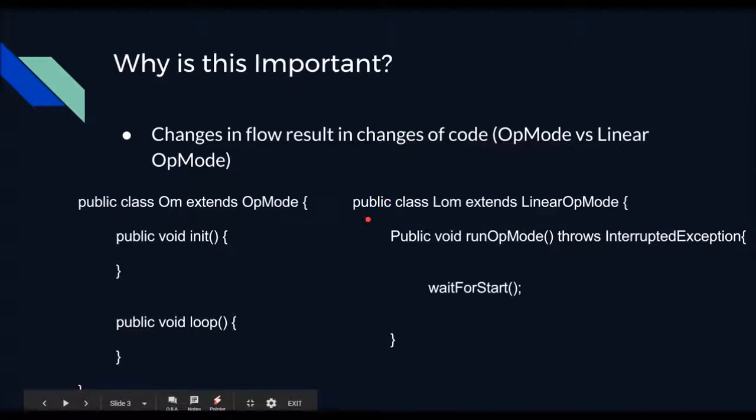But in a linear op mode, you start out and you only have one method that you're running straight through. The only thing you have in between is this wait for start command. What this does is act as a separator between your initialization and your actual running. It's like the op mode split up into two methods, but here it's the same thing since they both just run straight through, with the separator being wait for start.